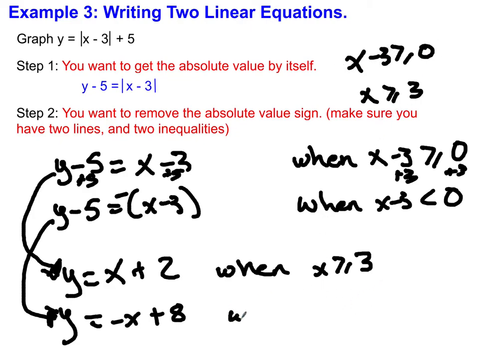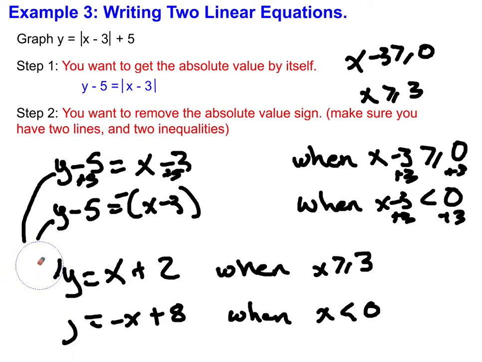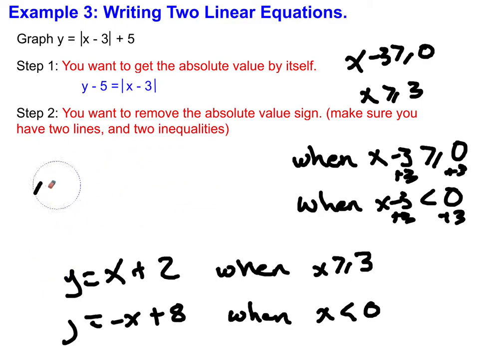And then if I do the same thing with the other one, if I add 3 to both sides, I get when x is less than 3. So here are my two equations. Let me erase these arrows so that it's not confusing. And the other original equations. There we go. So y equals x plus 2 when x is greater than or equal to 3, and y equals negative x plus 8 when x is, oh my goodness, less than 3. Made a mistake there.